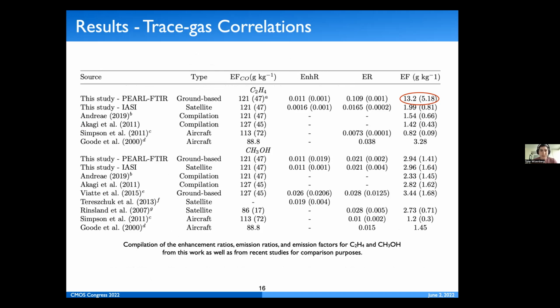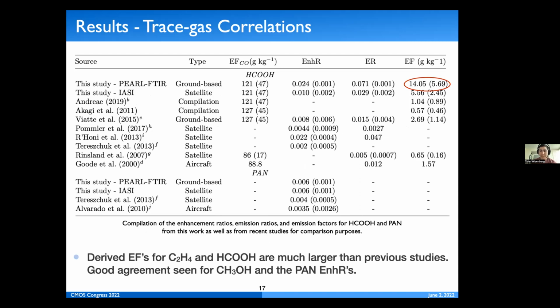One thing that I want to draw your attention to is that for ethylene, from our ground-based instrument, we get an emission factor that is significantly larger than many of the previous studies, even larger than IASI during the same fire period. For methanol, we actually get pretty good agreement between our measurements, both from IASI and our ground-based instrument, and previous studies. Similarly, for formic acid, we get an emission factor that's much larger than previous studies, even compared to IASI again. Although IASI on its own during this fire period is about 2 to 5 times larger than all of the previous emission factors reported in the literature.